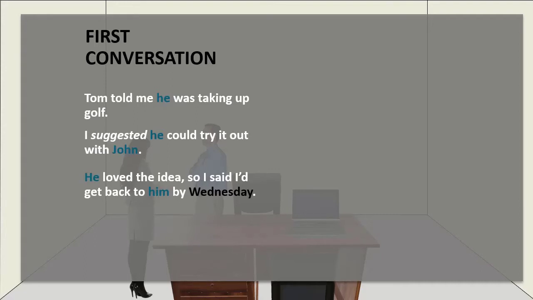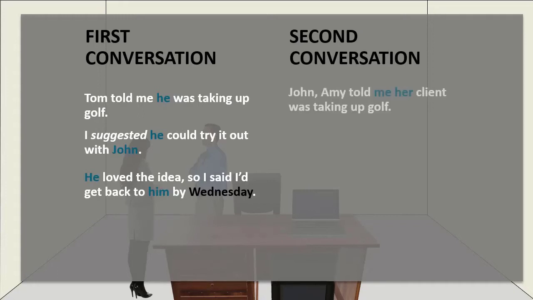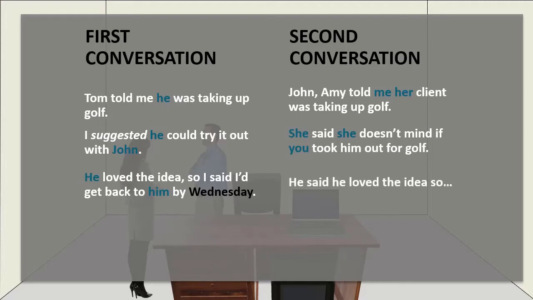Let's bring in the second conversation now. So now, Leah calls John into the office and asks if he would play a game of golf with Tom. John, Amy told me her client was taking up golf. Me refers to Leah in her conversation with Amy, her. She said she, so both she's referred to Amy. Doesn't mind if you took him out for golf. So now John shifts to second person. He said he loved the idea, so he refers to Tom in both cases.